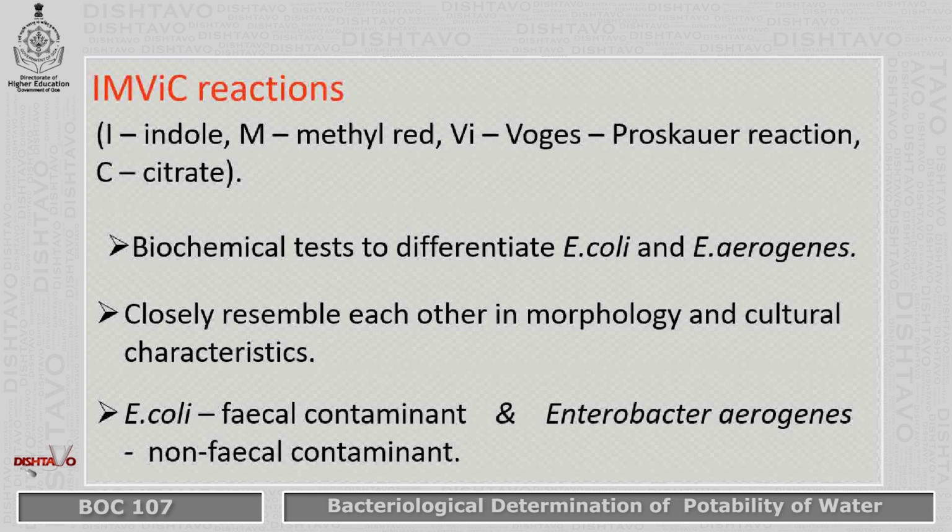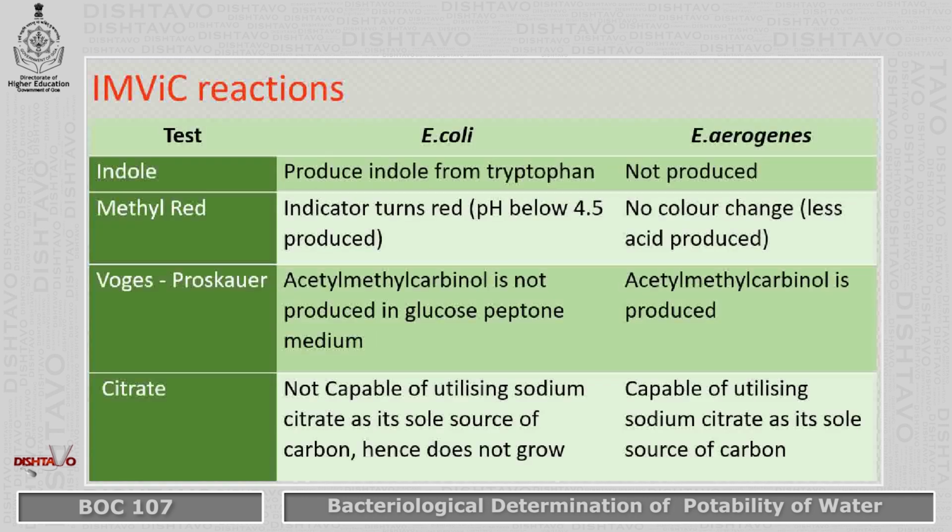Another type of reaction which is used for differentiating E. coli and Enterobacter aerogenes, which are both coliforms, is the IMViC reactions. These are a set of biochemical tests, and they help in differentiating between the two. E. coli and Enterobacter aerogenes very closely resemble each other in morphology and cultural characteristics. But E. coli is a fecal contaminant and Enterobacter aerogenes is a non-fecal contaminant. So these tests are important for differentiating between a fecal contaminant and a non-fecal contaminant. These are the different tests which are used, which will help in differentiating between E. coli and E. aerogenes.